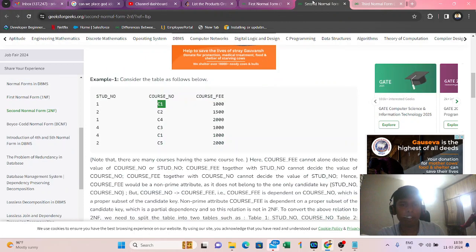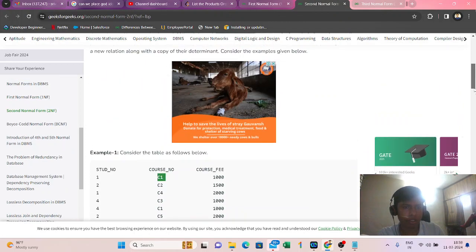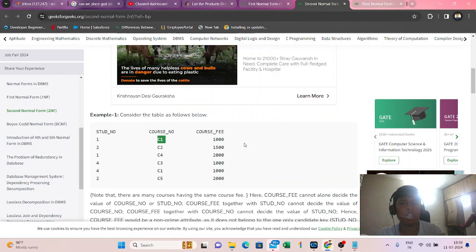Now coming to second NF form quickly without wasting time. Second NF basically deals with partial dependency. By partial dependency, I mean consider this course fee column. This is the input table. Now the course fee is primarily dependent on course number. Course fee has nothing to do with student number, because take a real life scenario: whatever course you take, the course you are taking defines what the fee would be, not you.